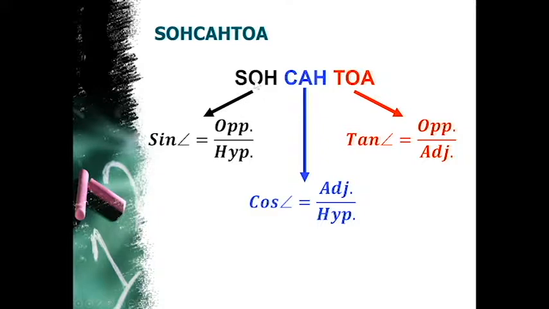Sine of the angle is equal to the opposite leg over the hypotenuse. Cosine of the angle is equal to the adjacent leg over the hypotenuse. And the tangent of an angle is equal to the opposite leg over the adjacent leg.